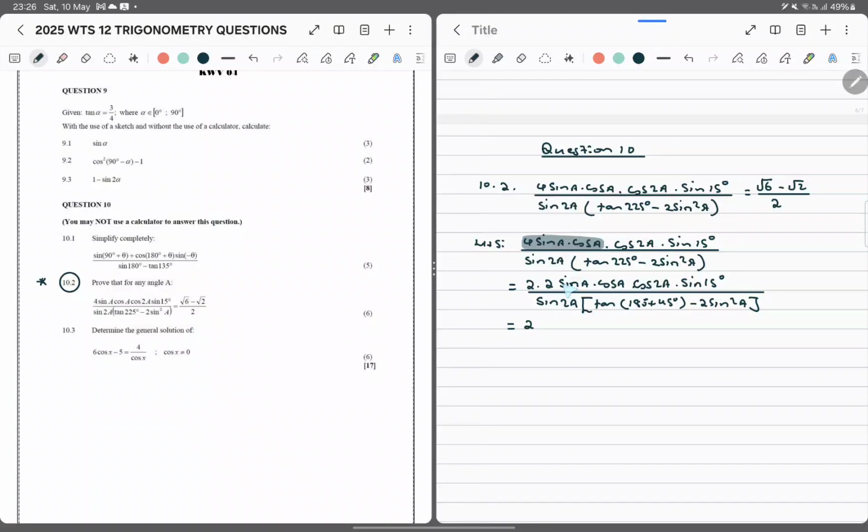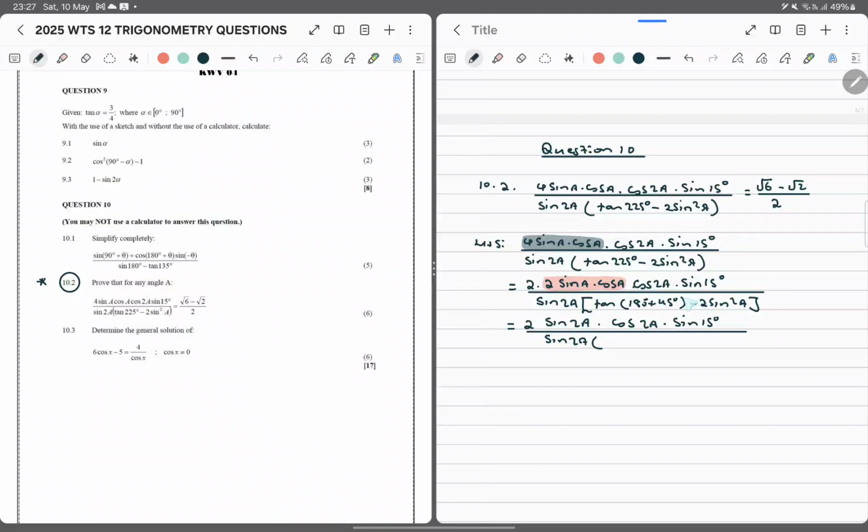So we get 2. Now this is an identity. It's expanded, we contract it. So this is going to be sine 2A times cos 2A times sine 15 degrees all over 2.